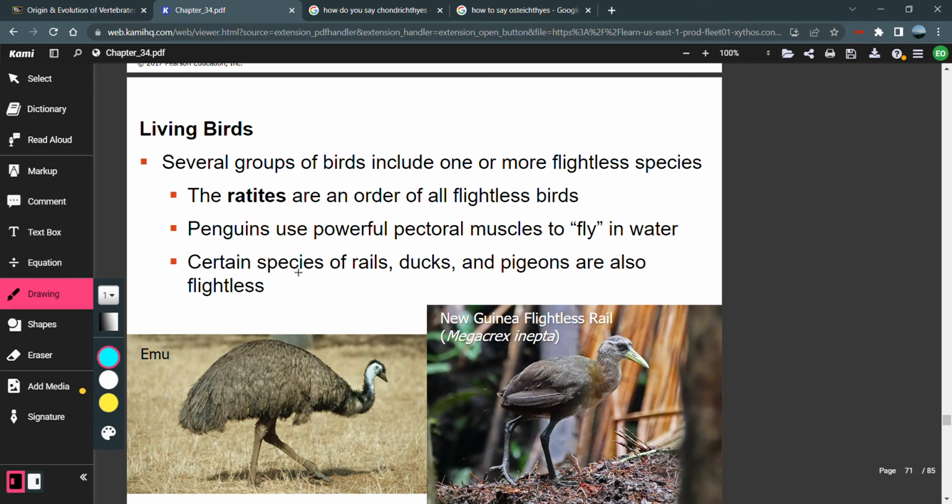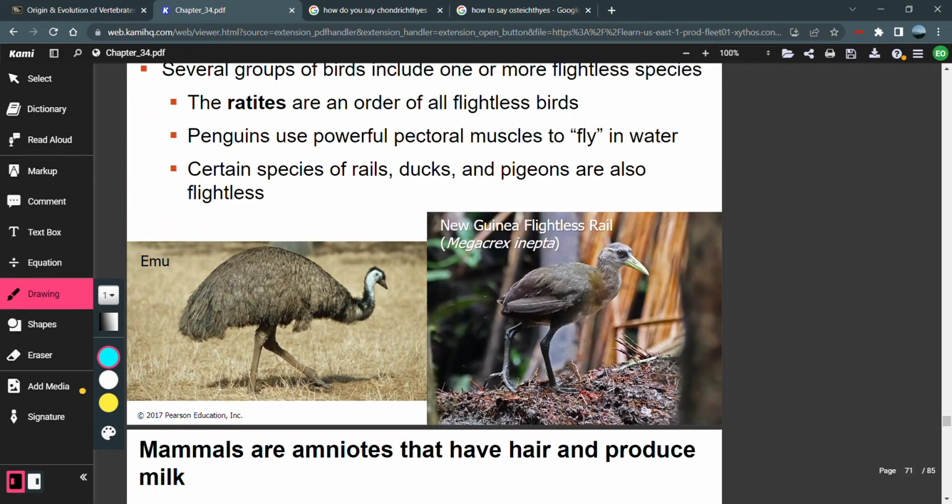Living birds. Several groups of birds include one or more flightless species. The ratites are an order of flightless birds. Penguins use their powerful pectoral muscles to fly in water, and certain species of rails, ducks, and pigeons are also flightless.